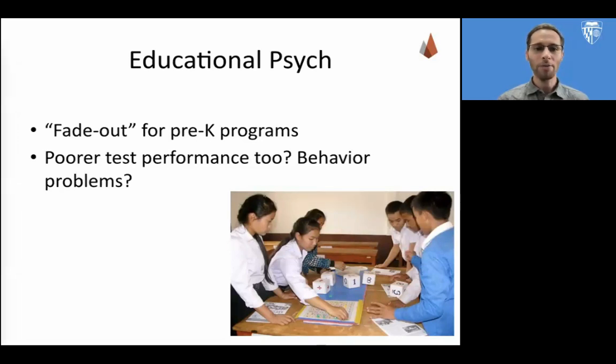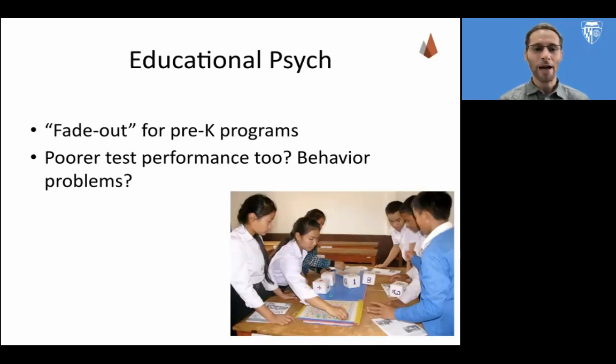For one thing, developmental studies show that while kids who get early exposure to pre-K programs have an advantage over kids who don't at the start of kindergarten, that difference basically disappears after a year or two, and all kids end up at the same level. This is referred to as the fade-out effect for pre-K programs.